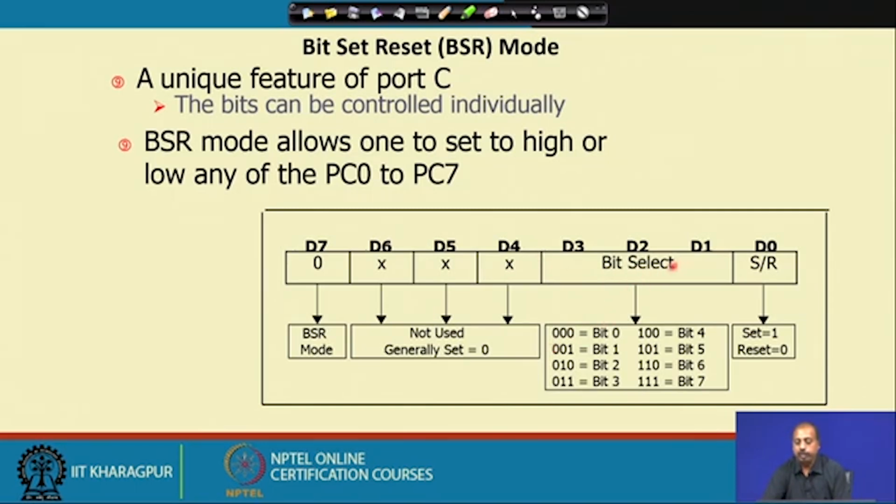Okay, so, there are 8 bits. You can select these bit numbers by putting this bit select accordingly. Then if you want to set this bit, then this D0 should be 1; if you want to reset the bit it should be 0. So, this way you can control these individual bits of this port C and you can set or reset those bits.